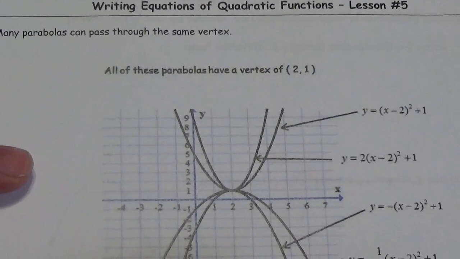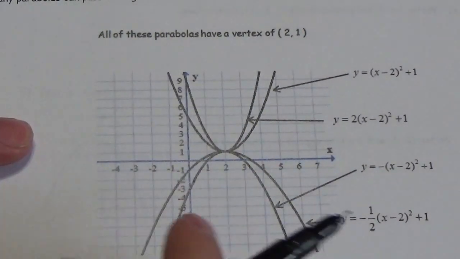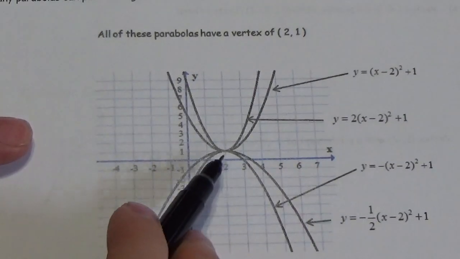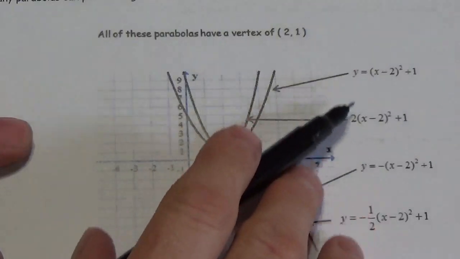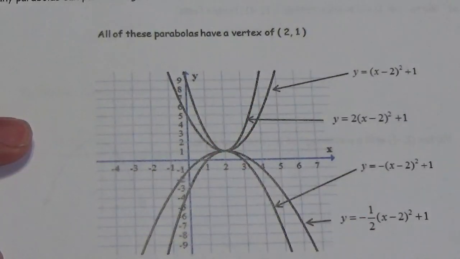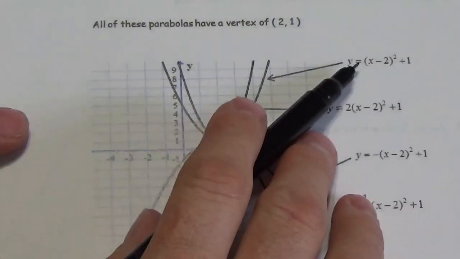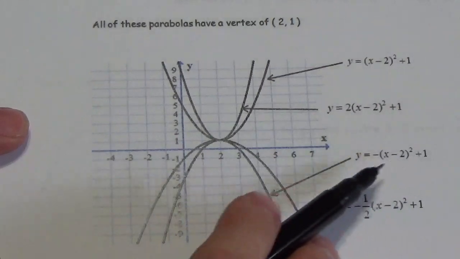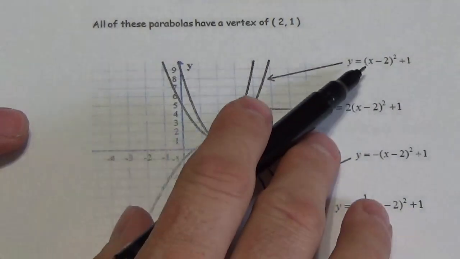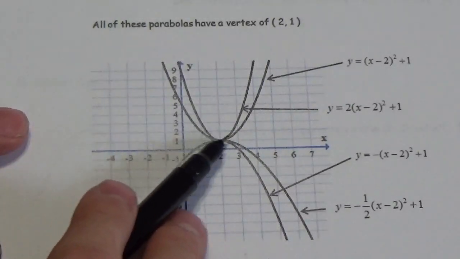So what you need to know here, when we take a look at this diagram, is that all of these parabolas have exactly the same vertex. It's the point (2, 1). So what differs from each parabola here in vertex form? Well, the difference is the a value, the value in front of the (x minus 2) squared. Here it's just the 1, and that is the parabola right there.